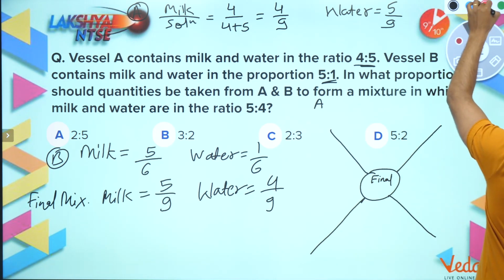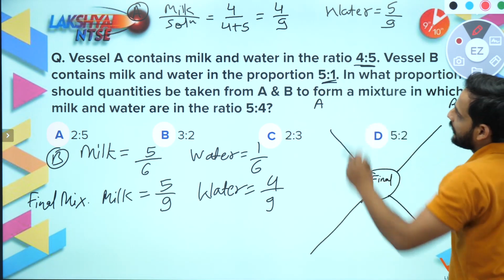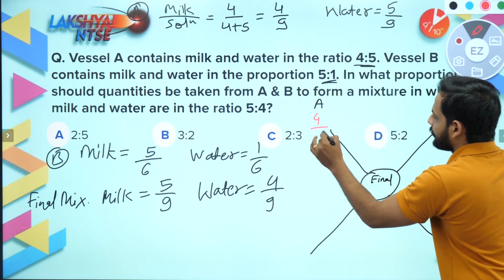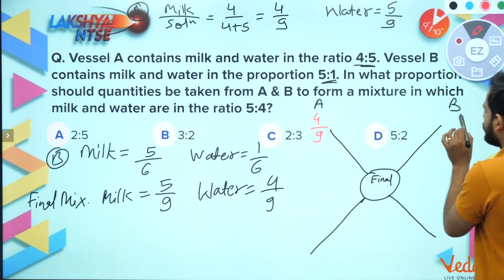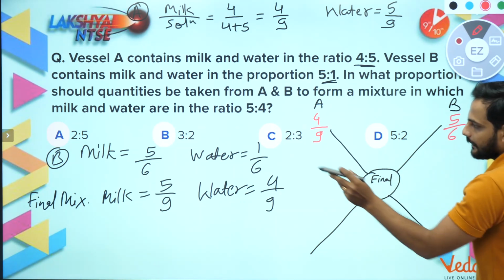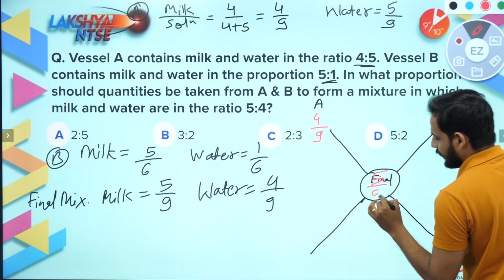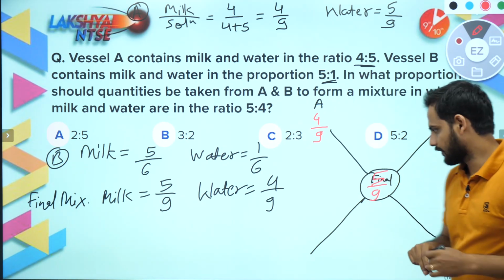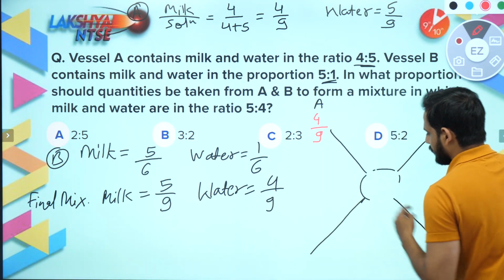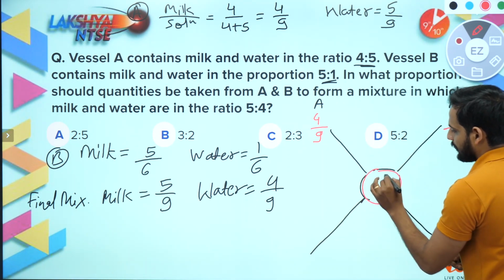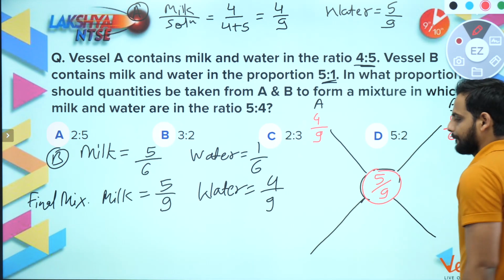So let us write that. Now in A, milk is 4/9. In B, milk is 5/6, and in the final, milk is 5/9. Okay, so I'm writing 5/9. Is it visible clearly? So in the final I'm writing milk is 5/9.